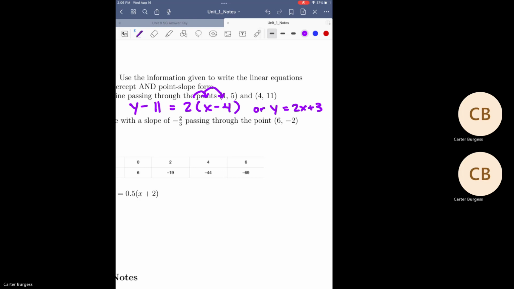And you should get 2x plus 3 if you had started with (1, 5) as well. You would get 2x minus 2 plus 5, which would give you that 2x plus 3.